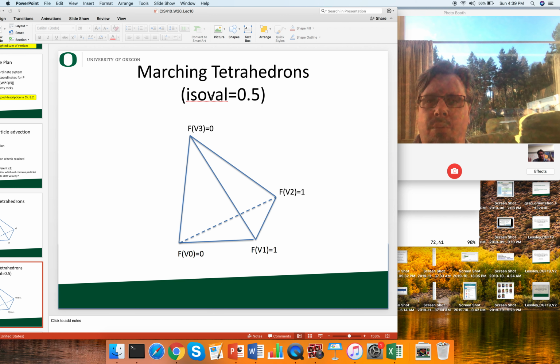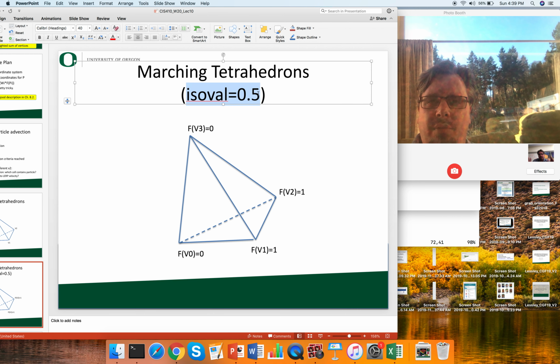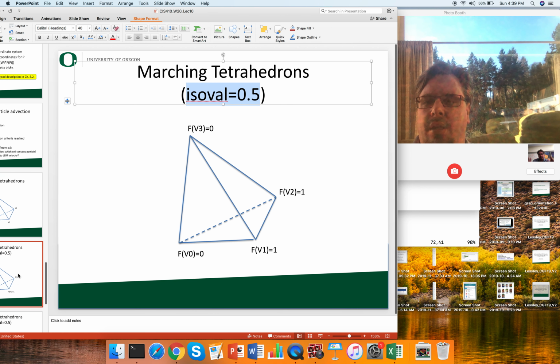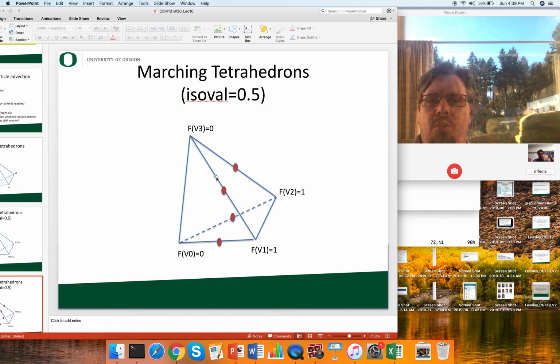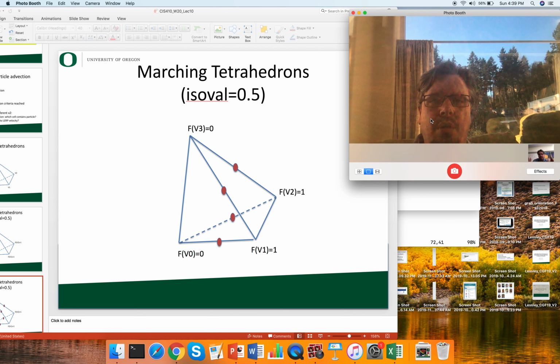If we want to take an ISO value of 0.5, and we know that f of v3 is 0 and f of v0 is 0, and v1 and v2 have values of 1, then we'll get a situation like this, where we can still look at the edges, and we can say that the location of the ISO value should be between, it should touch along this edge, and we can calculate that.